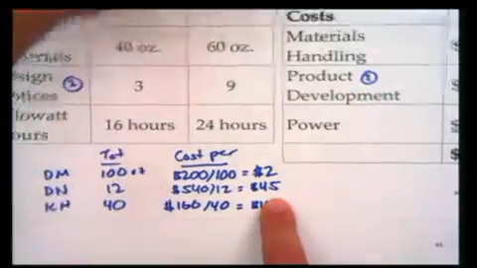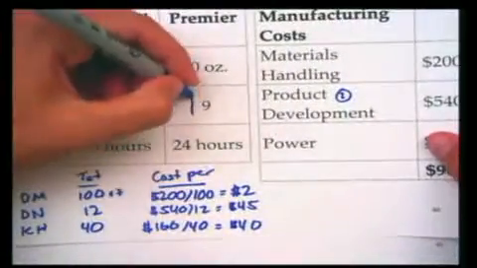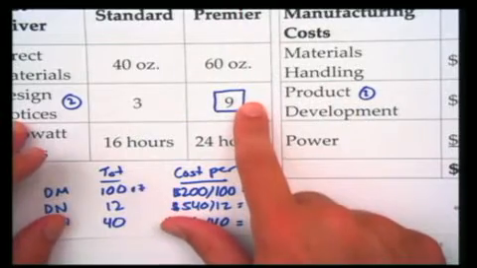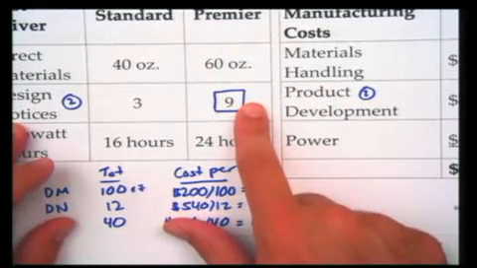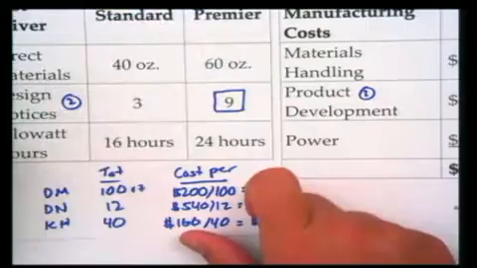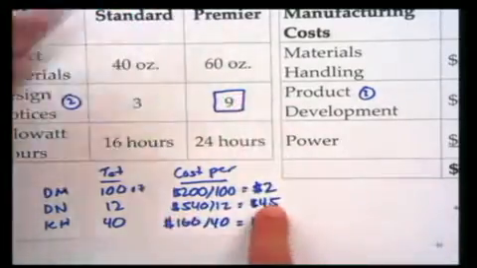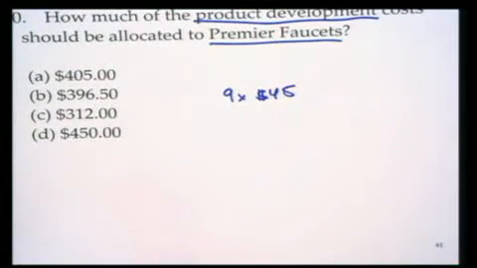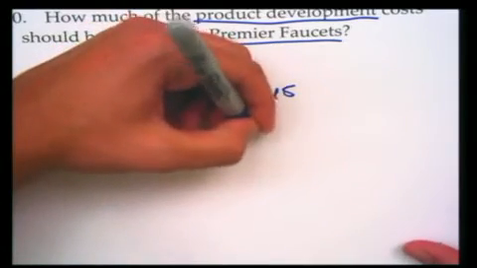$45 per. Well, the question wants to know how many should go to Premier Faucets, okay? Premier Faucets apparently incurred 9 design change notices. Make sense? 9 design change notices. So here, if that's the case, you'd say, okay, 9 of those at $45 each. The cost must be 9 times 45. Makes sense? Okay? So it's simple.